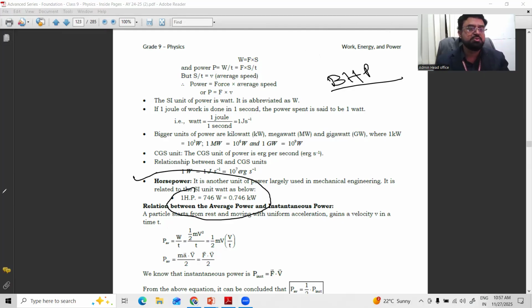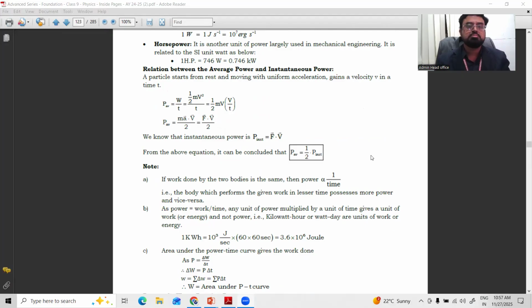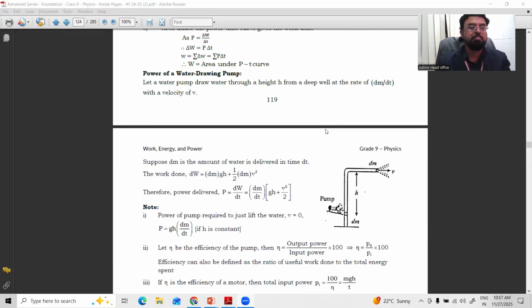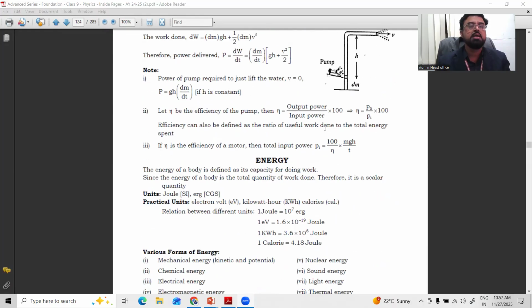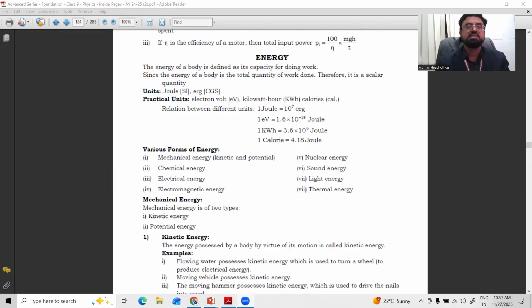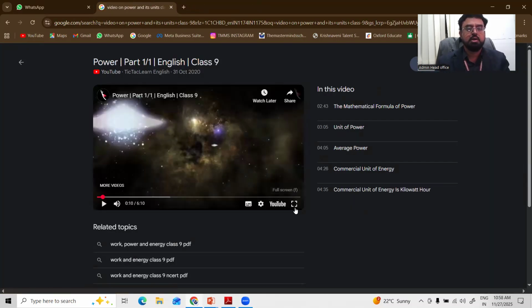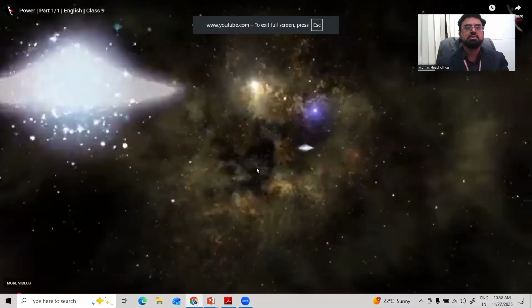Very powerful engines will have the big power. Clear? So this is about again power. There is another way to derive the power formula. Average power. The power of water drawing from pump. What power we should have to draw the water from the well. How to define the power. Everything is given. Right? So before going for the energy part, we have something about the video about the power. Then we move to the energy, right?